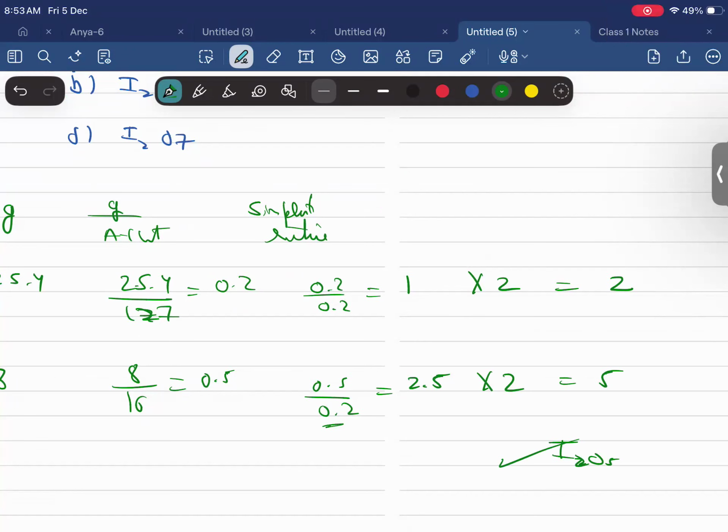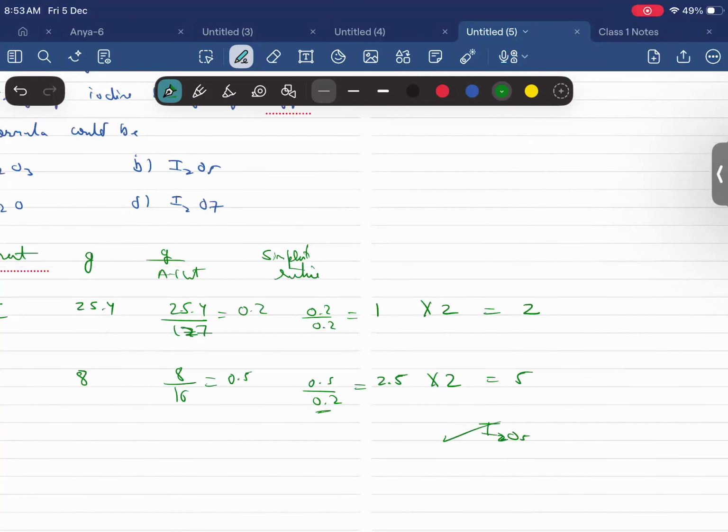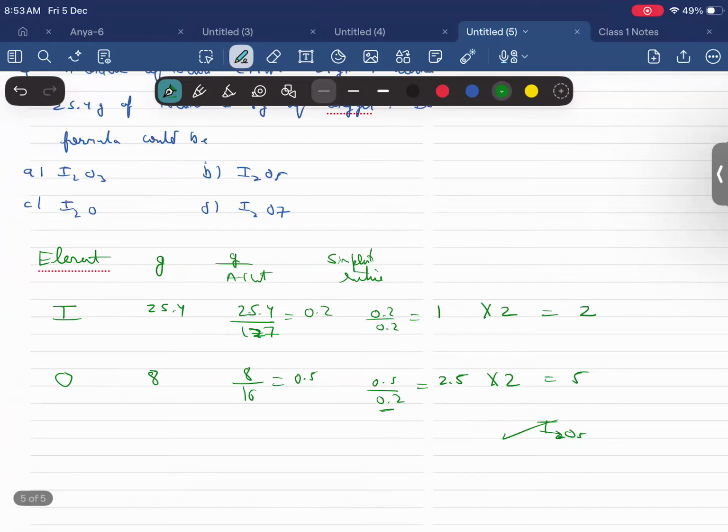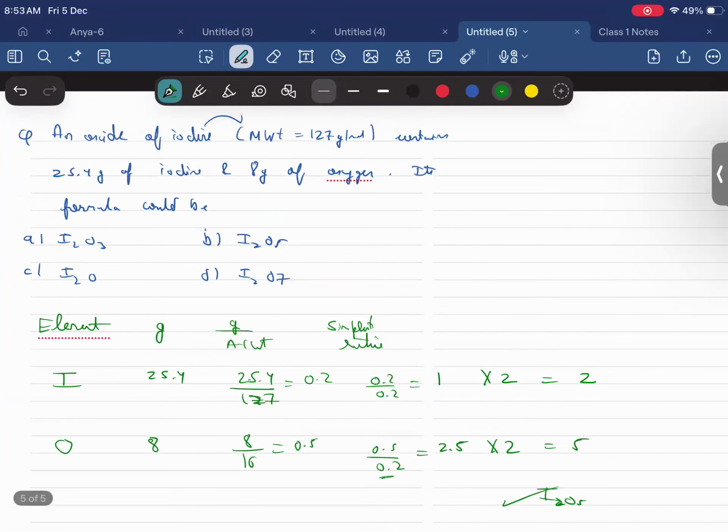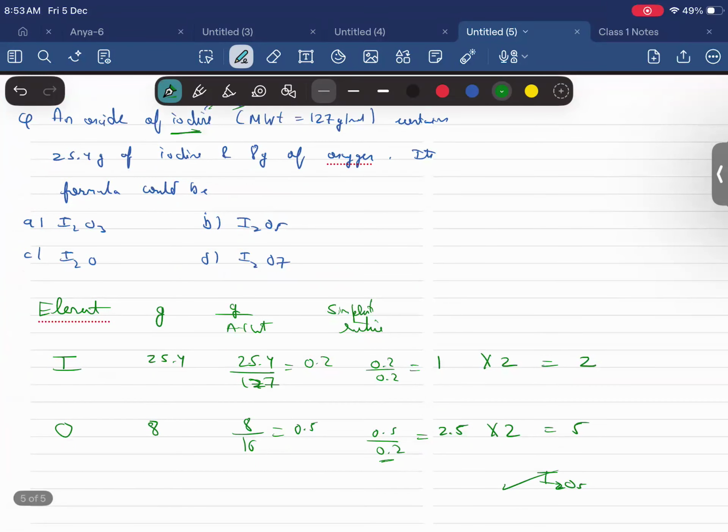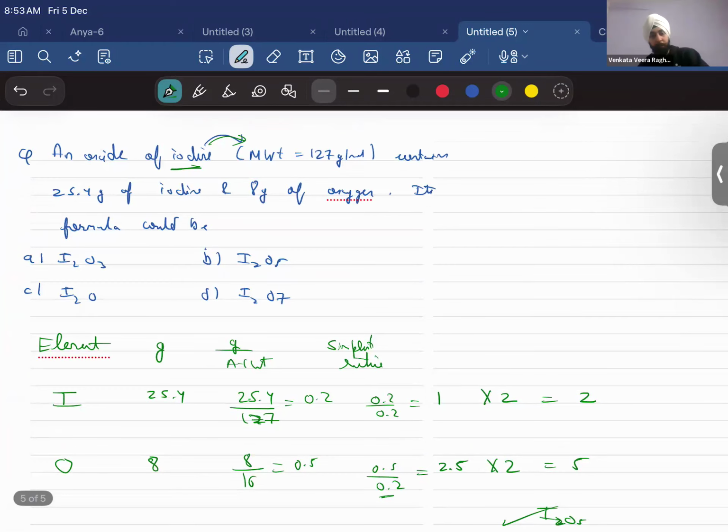But, sir, if we neglect this method and it says the compound is 127 grams. Not compound, the weight of the iodine only is given to you. The weight of the compound is not given to us. Okay, sir. So I2O5 is the correct answer. Ram, what about you? Got it?